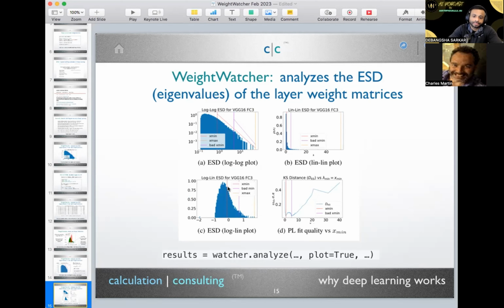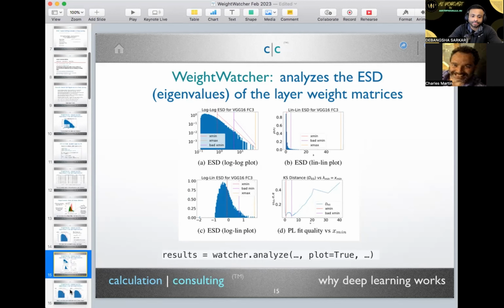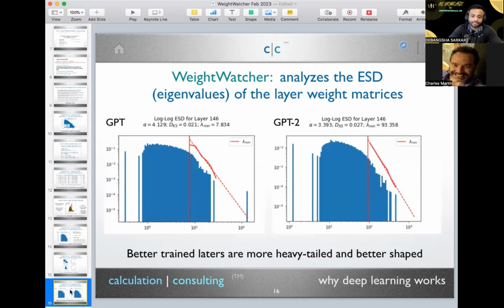But both the quality of the fit, this distance, and the shape of this tell you quite a bit. We've tried to do extensive empirical studies. It's not 100%. There are counterexamples. That's why we created a tool. We want people to use the tool and tell us what the counterexamples are. Here's an example of a comparison of GPT and GPT-2. This is actually in our Nature Communications paper.